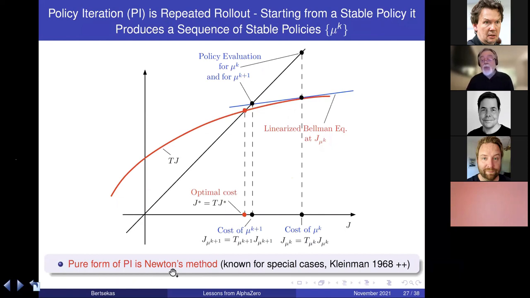The connection with Newton's method is actually well known in control theory, starting from Kleinman's paper on linear quadratic problems. Kleinman was a student of Mike Athans at MIT and wrote this paper that was followed up by a lot of other works, both for linear quadratic problems and also for more general forms of policy iteration. There are also corresponding results in the Markov decision process theory. All of this is very well known in dynamic programming, as well as linear quadratic problems and the like.